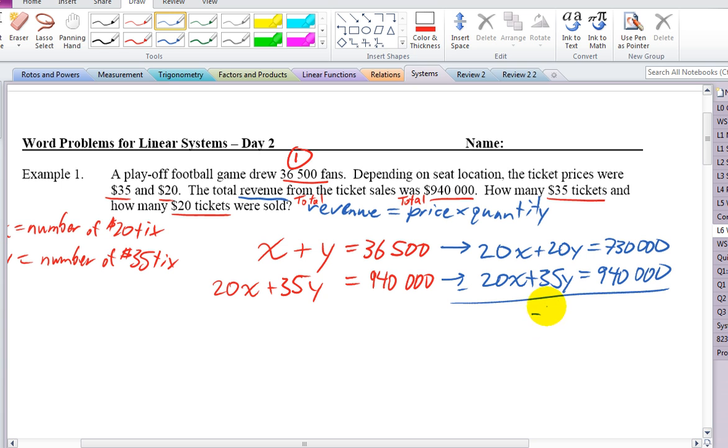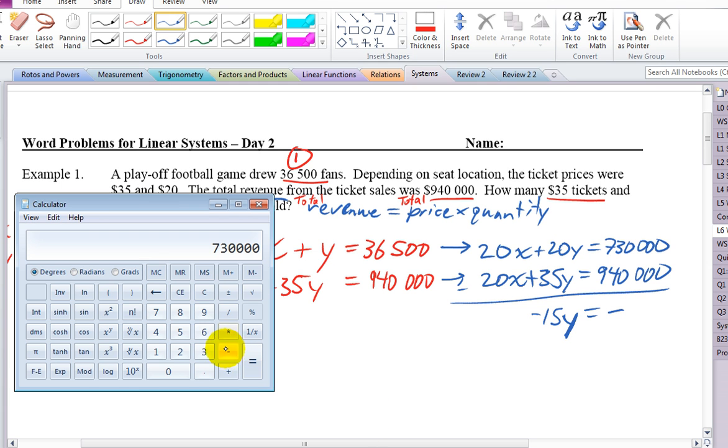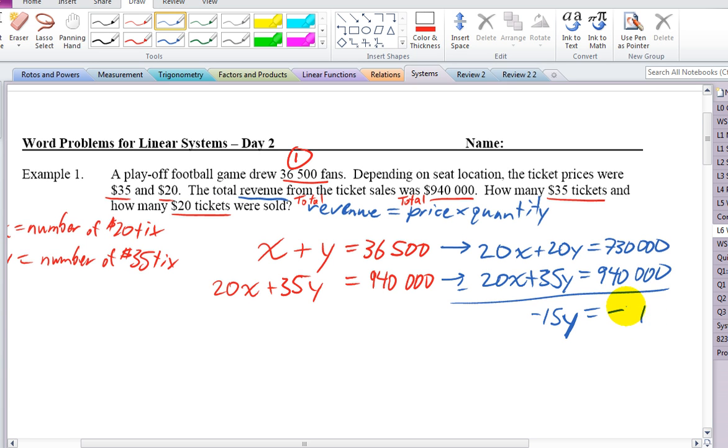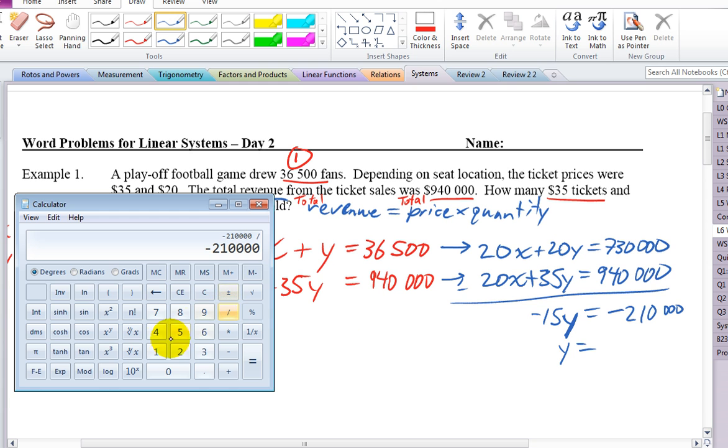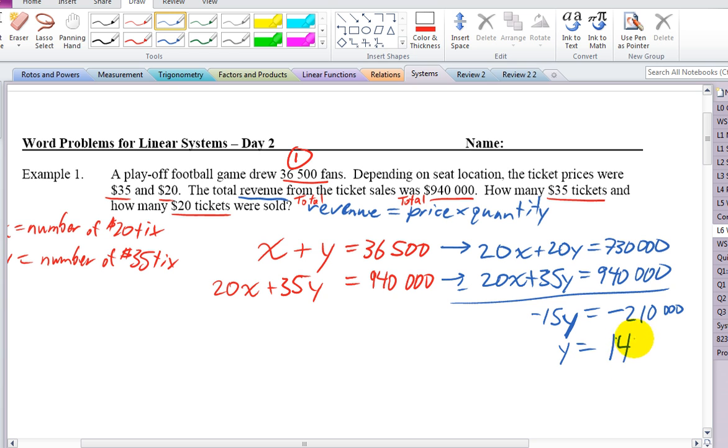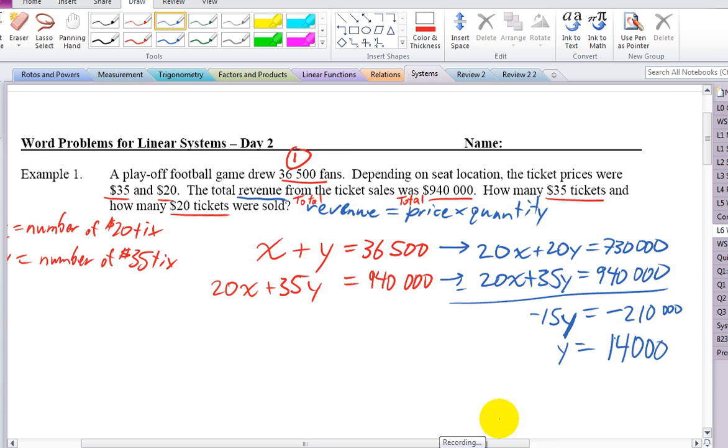Subtract them. Don't worry about the negative because you have 2 of them, which will give you a positive answer once you divide. So negative 21,000. So then we can divide. And you get 14,000. So 14,000 people bought the expensive tickets. What should we do now to find X?